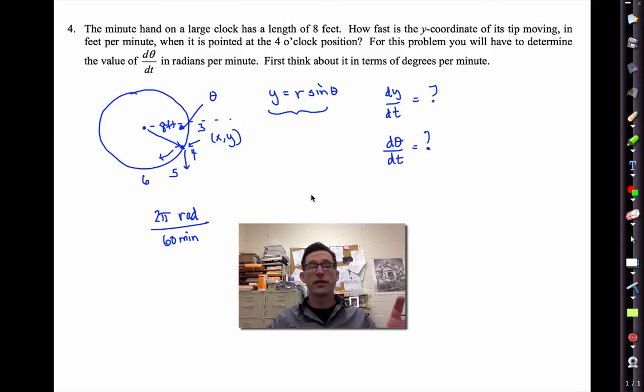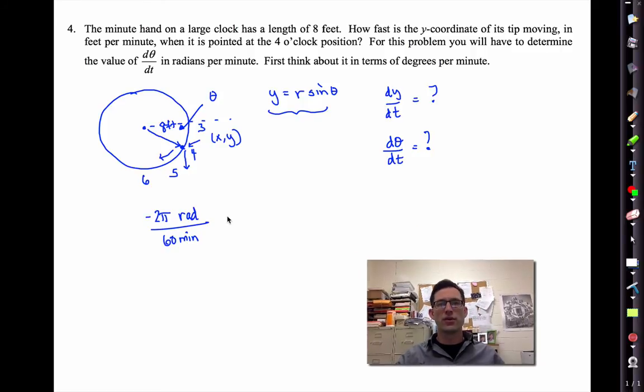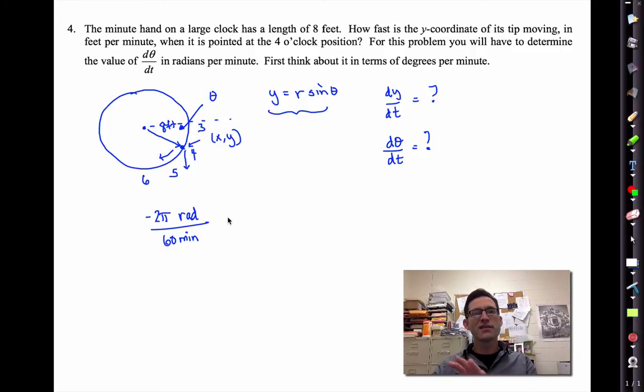Now, if we're really using this equation and orienting ourselves in a polar way of thinking, then the fact that it's moving clockwise, I should really introduce a negative. It's not the biggest deal on earth if I don't, but let's try to be consistent here. I'm going to reduce that to negative π/30 radians per minute, because remember, all calculus should be done in radians. But now we have dθ/dt.